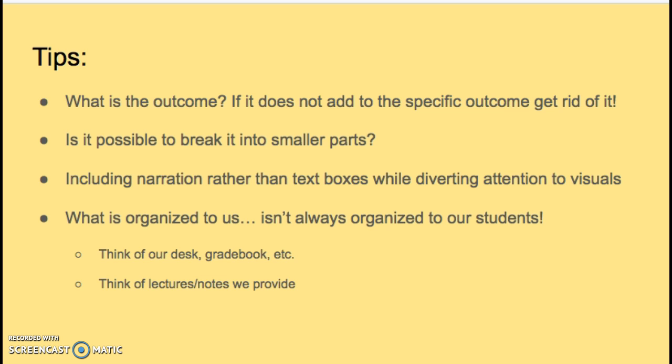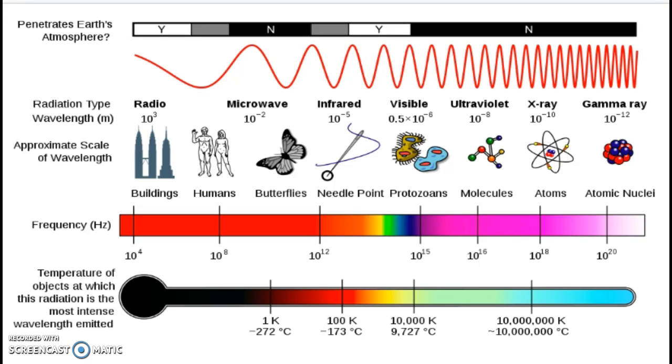So some tips when we are creating hypermedia. What is the outcome you're trying to achieve? If what you are adding doesn't add any value to your specific outcome, get rid of it. There's no purpose for it. Is it possible to break up what you're teaching into smaller parts? So for example, back to my visual, if I were to show them this, it is the exact opposite of breaking something into smaller parts. If I wanted to just focus on wavelength and frequency, I needed to take everything else out.